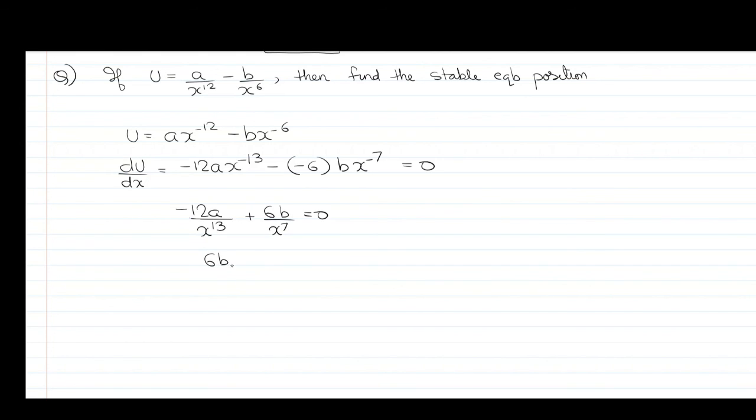So 6B upon x to the power 7 is equal to 12A upon x to the power 13. So we will cancel this and we will get x to the power 6. So x to the power 6 will be 12 by 6, that is 2A upon B. So x will be equal to 2A upon B to the power 1 upon 6.